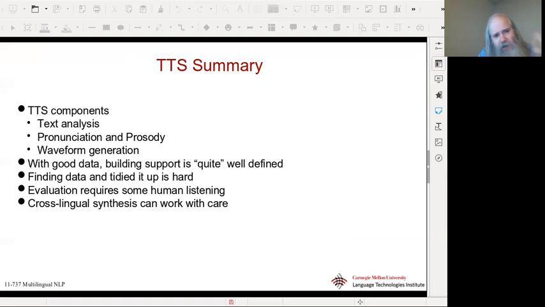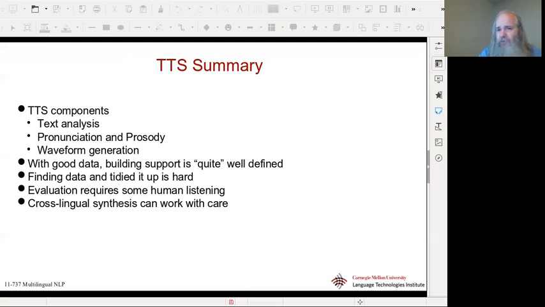So summary, there are three components: text analysis, pronunciation and prosody, and the waveform generation with good data. It's relatively well defined like ASR, but you need the right data, and it's quite expensive to be able to get that. Finding data and tidying it up can be hard, but there are tools and techniques that allow us to do that. Evaluation will always involve some form of human listening, especially if you don't understand the language.